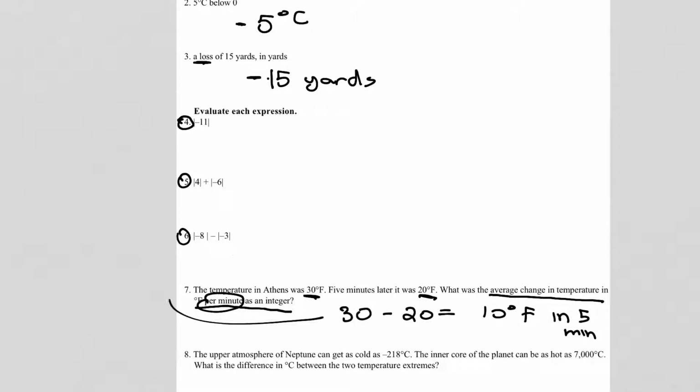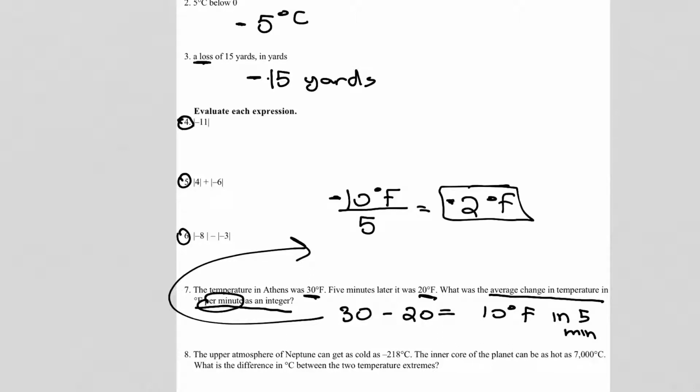It's how many degrees the temperature changed per minute. So I'm going to go ahead and write this up here. If the temperature drops 10 degrees Fahrenheit in 5 minutes, we can simply divide to find the unit rate. Let's divide, and we're going to get 2 degrees Fahrenheit. So the temperature changed by 2 degrees, but let's make sure we put a negative here because it went down 10 degrees. So the temperature is going down by 2 degrees Fahrenheit every minute.